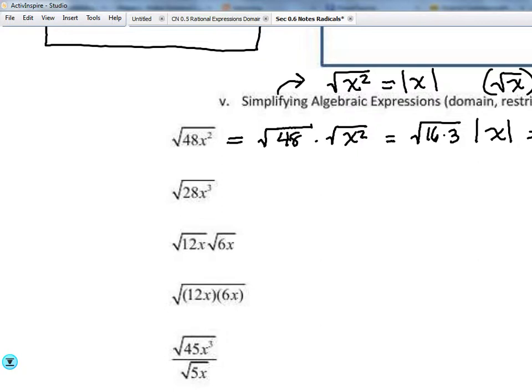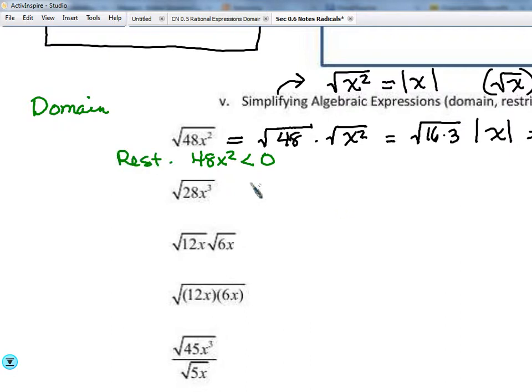Now I am going to add something in. I probably should have said this in the instructions, but I also really think you should always do domain and restrictions before you simplify. So let's come back over here to the beginning and talk about domain and restrictions. We know that the restrictions are going to occur when 48x squared, your radicand, is less than 0. Okay, so those are my restrictions.